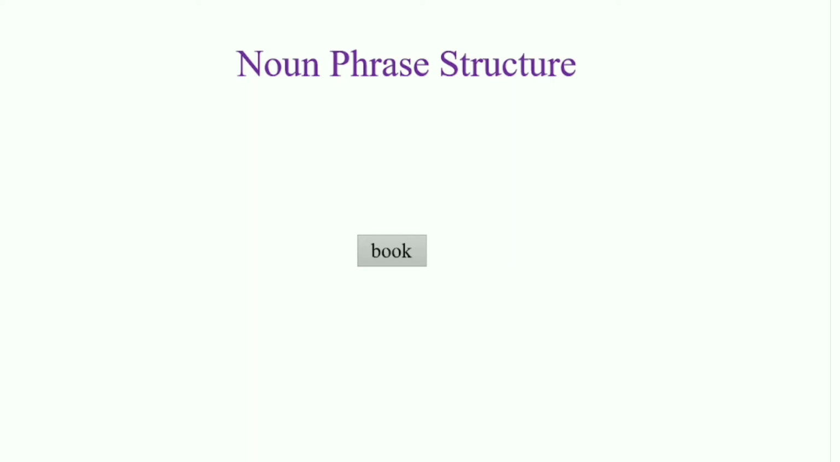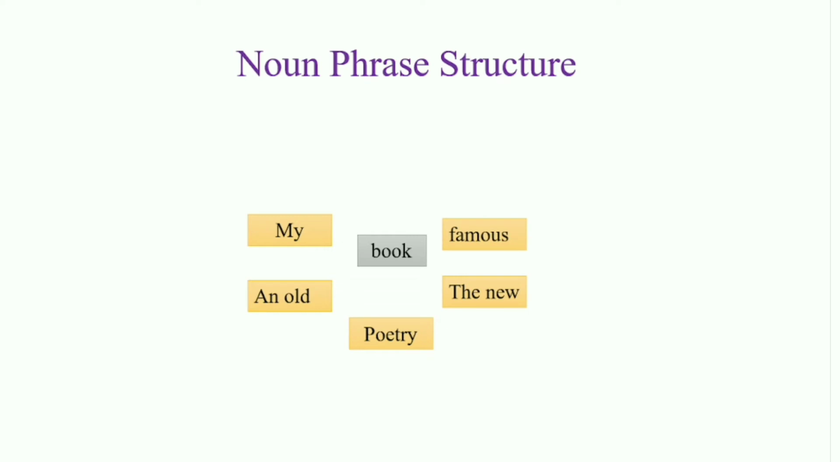For instance, we have a noun, book. So determiners and adjectives can modify a noun. For instance, my book, an old book, poetry book, the new book, famous book, or the red book. And we can attach preposition phrases to enhance a noun phrase.